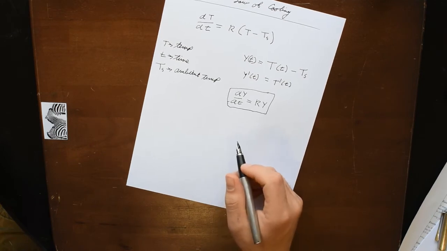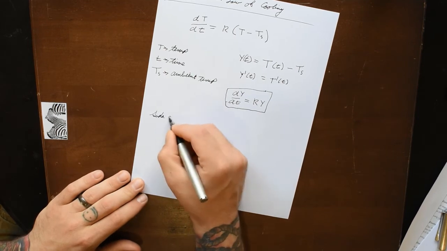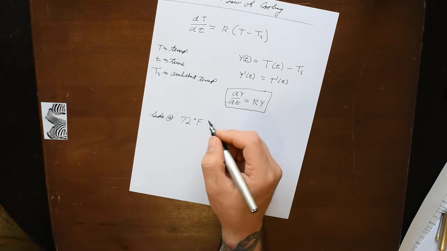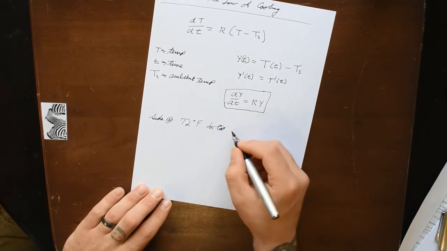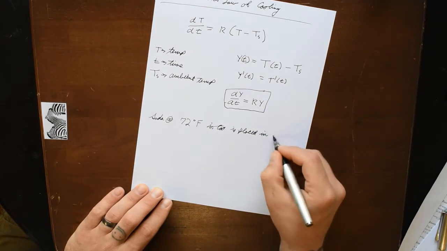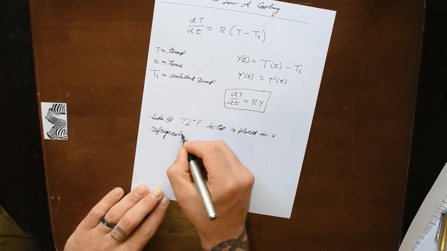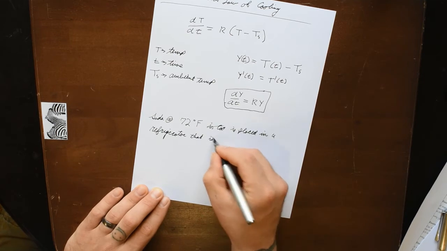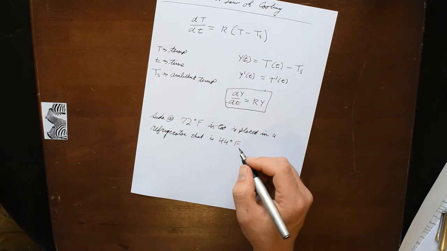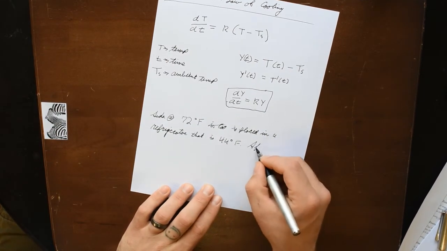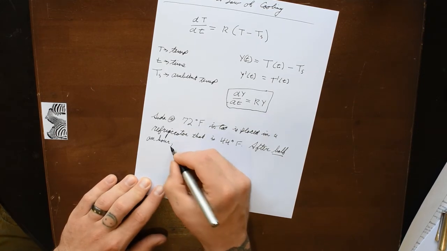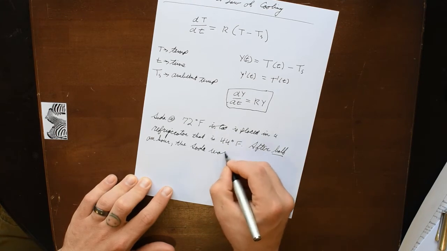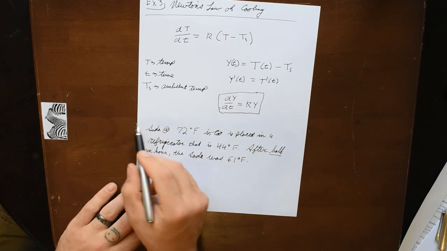So a bottle of soda at room temperature, 72 degrees Fahrenheit, is placed in a refrigerator that is 44 degrees Fahrenheit. And then after half an hour, the soda was 61 degrees Fahrenheit. Perfect. So that's our setup.